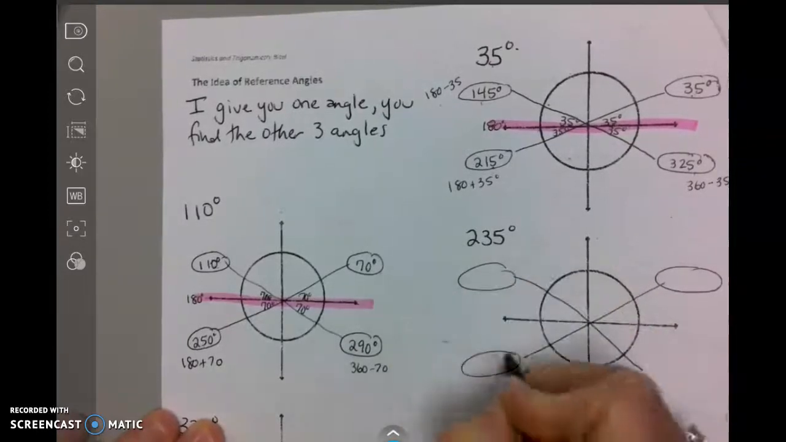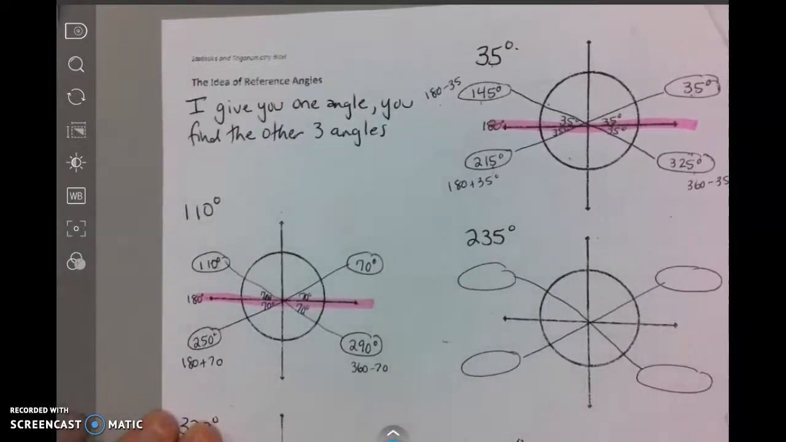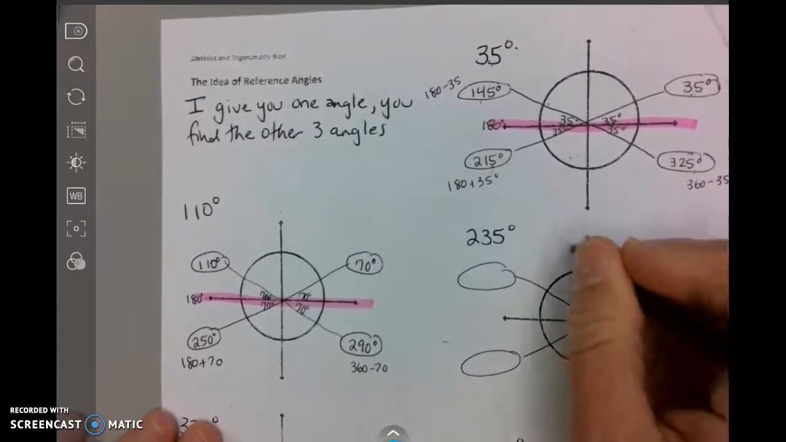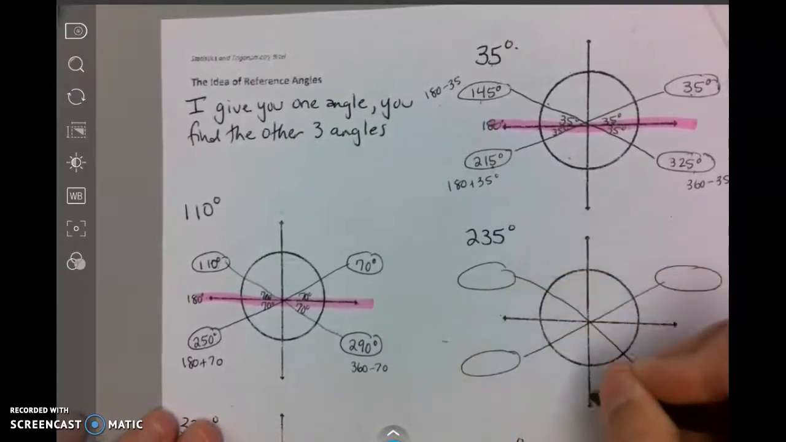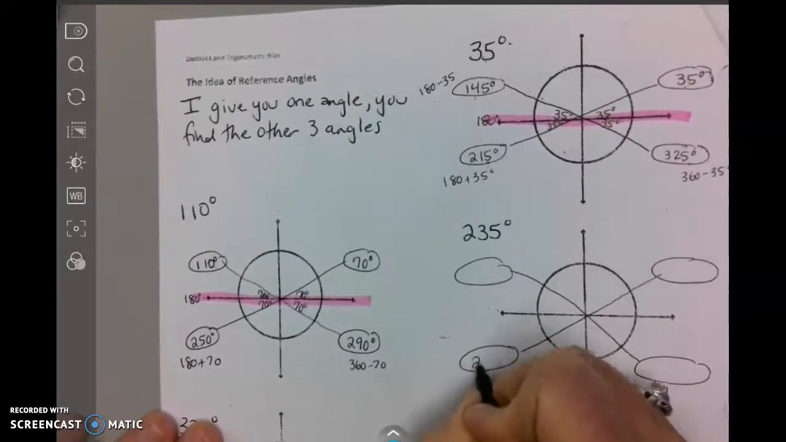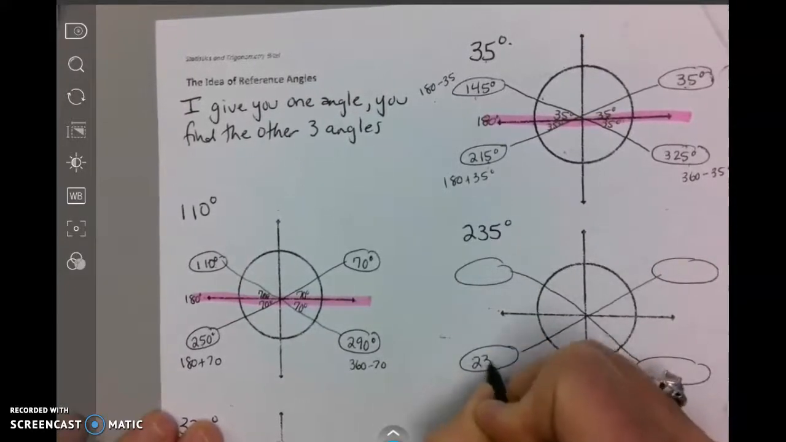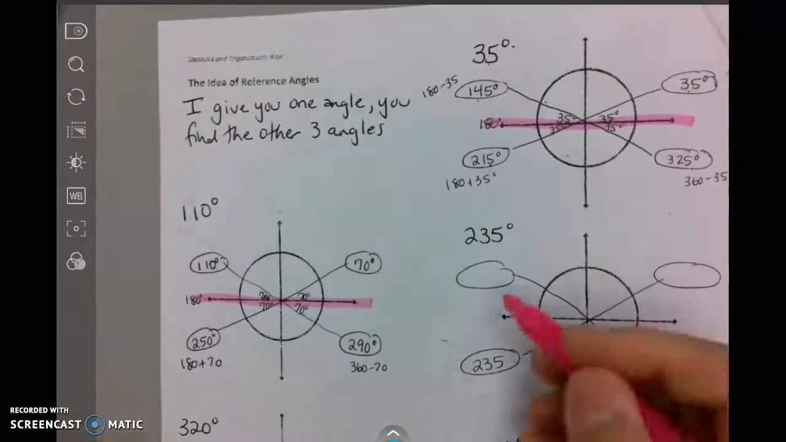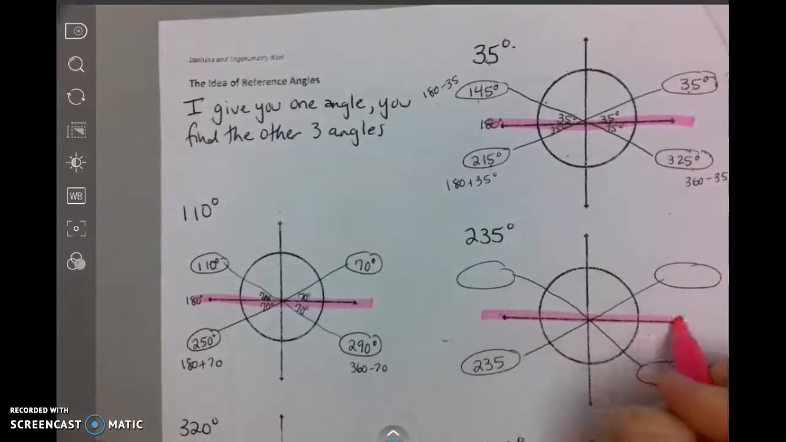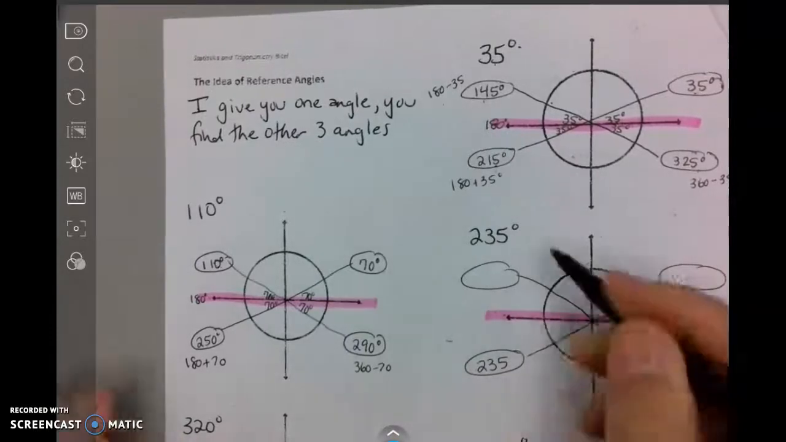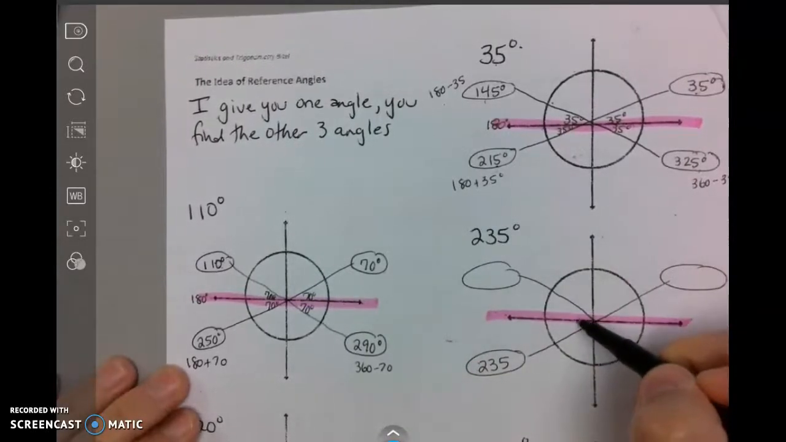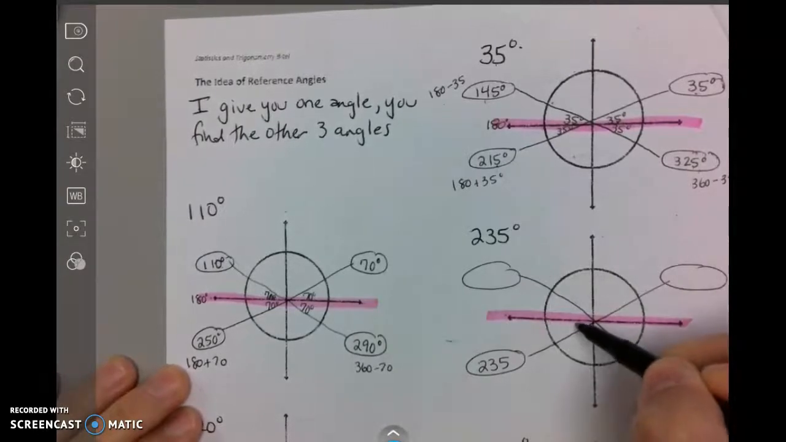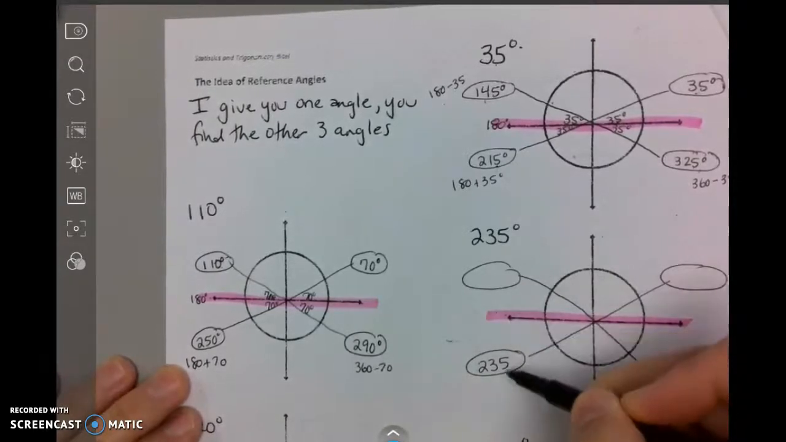Again, I need to figure out where that 235 goes. 0, this is 90, 180, 270. It must be here between the 180 and the 270. But again, I've got to figure out what my reference angle is, or that angle between the line and the horizontal. I know that I have to figure out how far past the 180 I am.